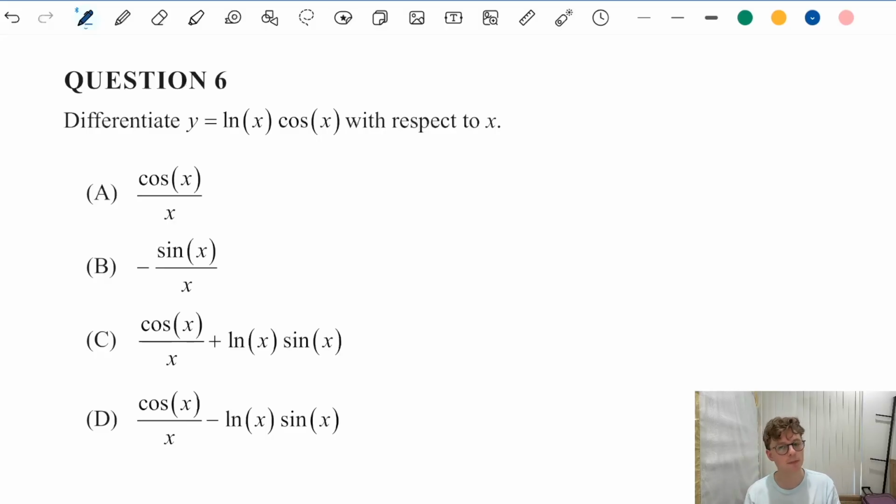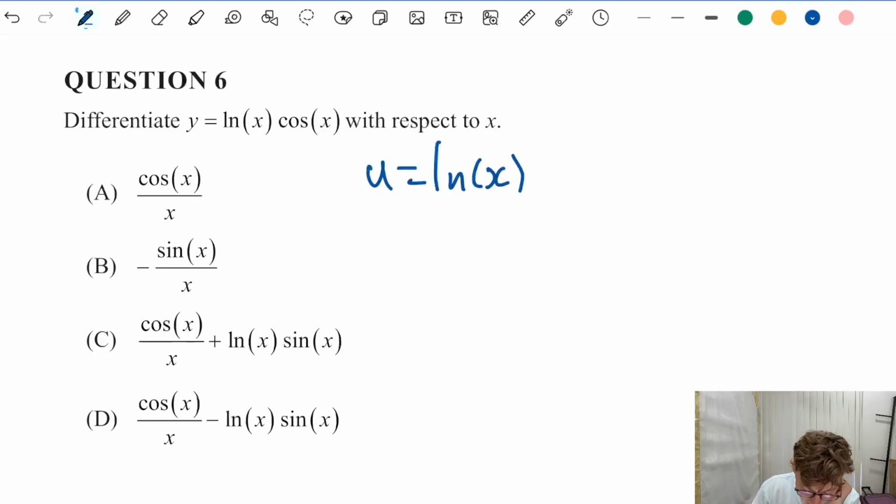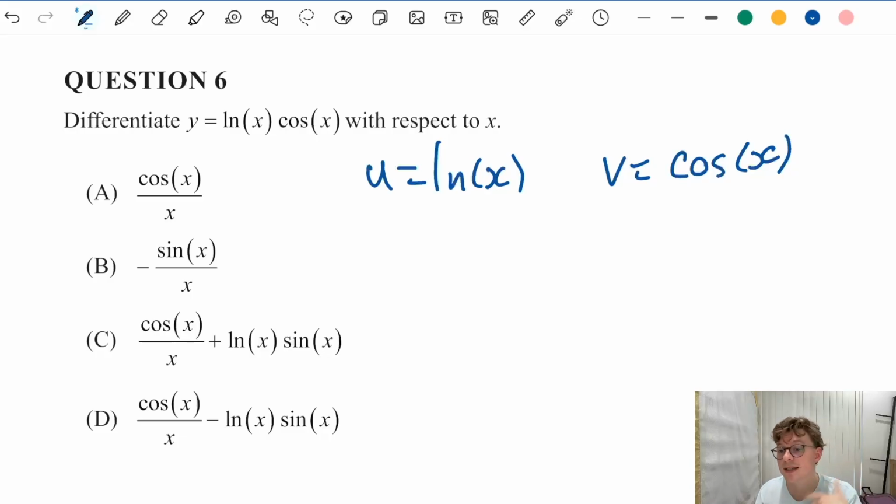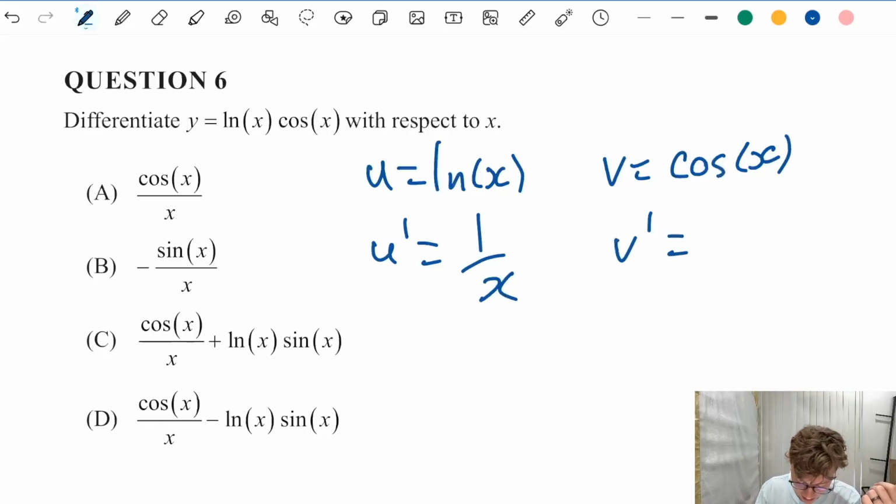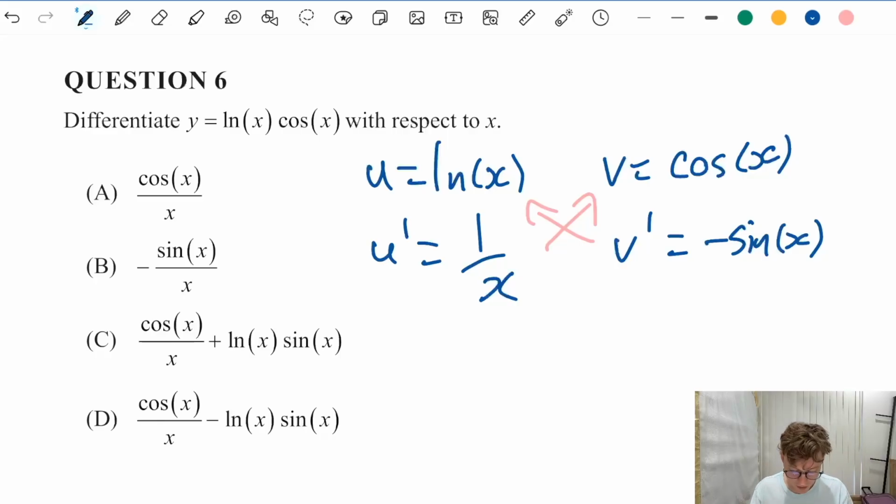Question 6 is going to be product rule. So I'm going to let u equal the natural log of x, and I'm going to let v equal cosine x. Once I have each of these parts, I differentiate u, I differentiate v. I get u dash equals 1 over x, and v dash equals, well, if I differentiate cosine, it goes to negative sine x. Now I can do my little cross.